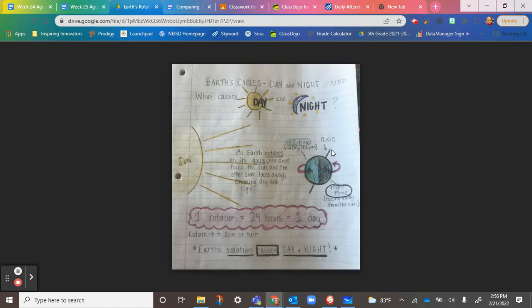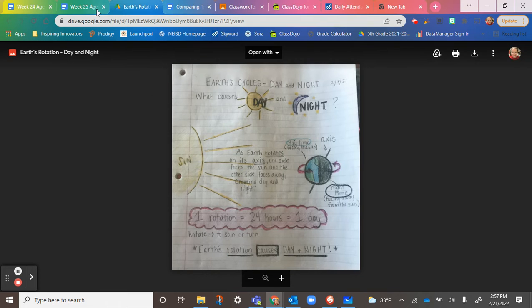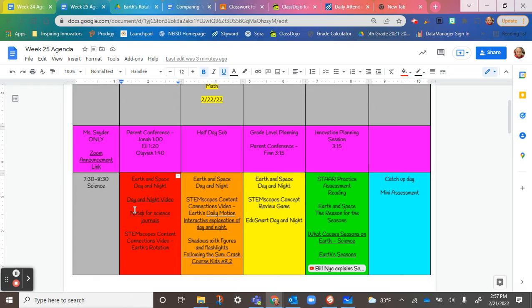But as the earth is traveling around and making its orbit around the sun, it's rotating on its axis. Whenever it's rotating and where we are in San Antonio is facing the sun, that's when we're having our day. And whenever we're facing away, that's when we're having night. So you've got this rotation going around, and that is 24 hours, so one day. And so the Earth's rotation is what causes day and night. The video talks about that as well.